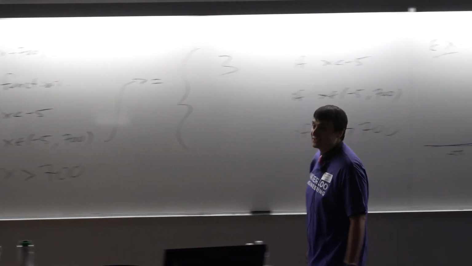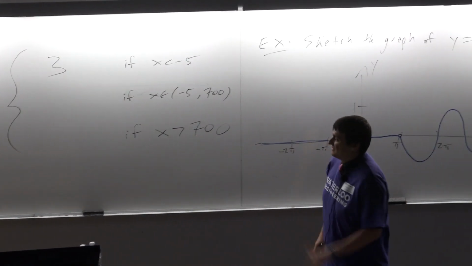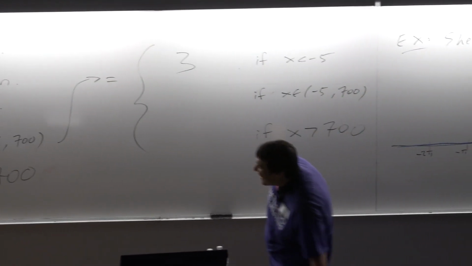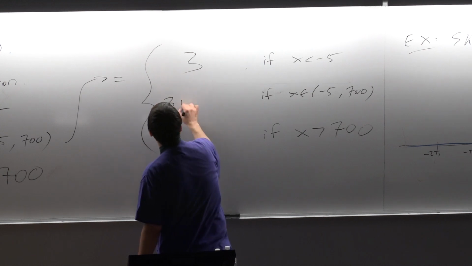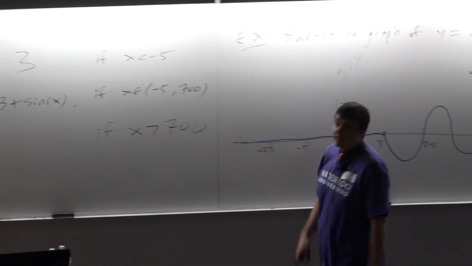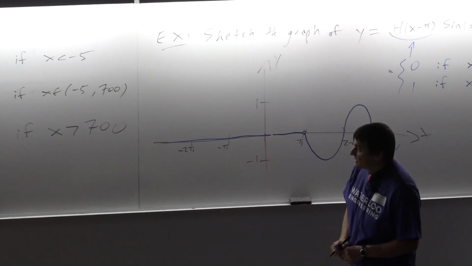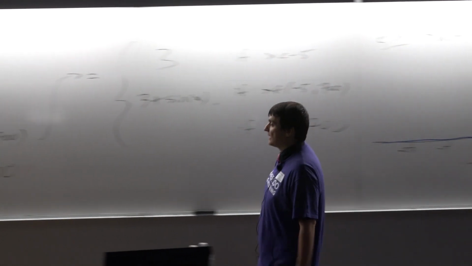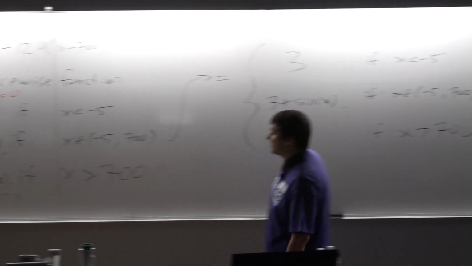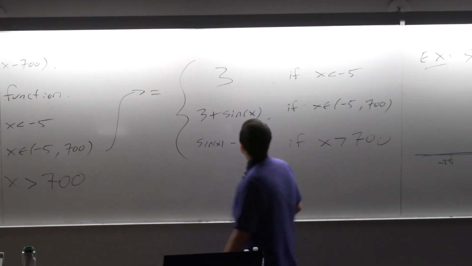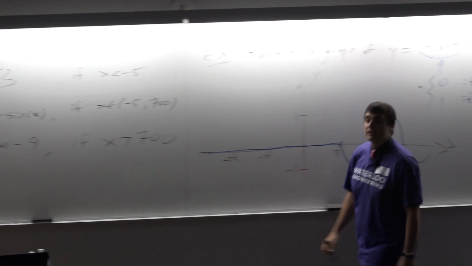3 plus 0 plus 0. Cool. Now we get to do the fun part. 3 plus sine x minus 0. 3 plus sine x. And finally, the very bottom case, 3 plus sine x minus 12. 3 plus sine x minus 12. So, 3 minus 12, negative 9. So sine x minus 9. There it is.